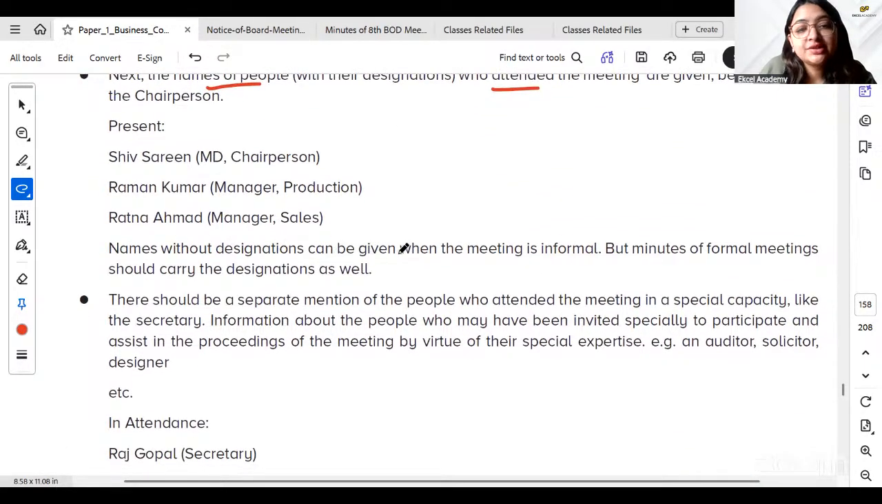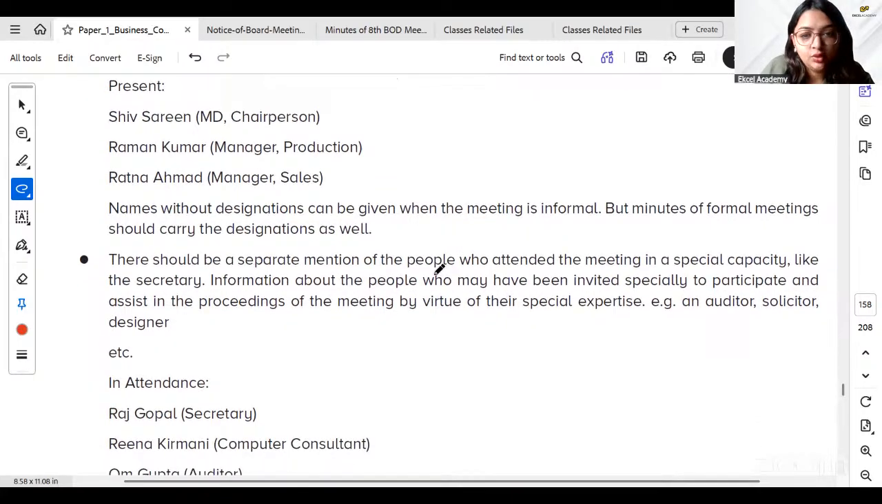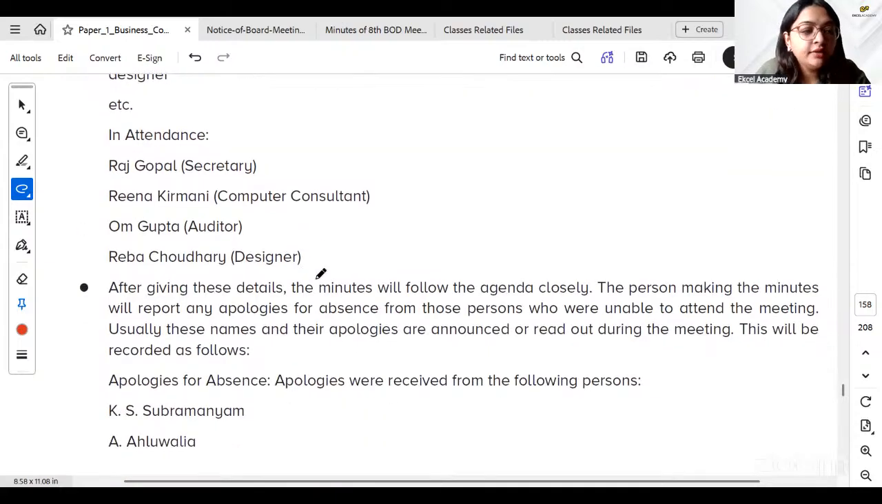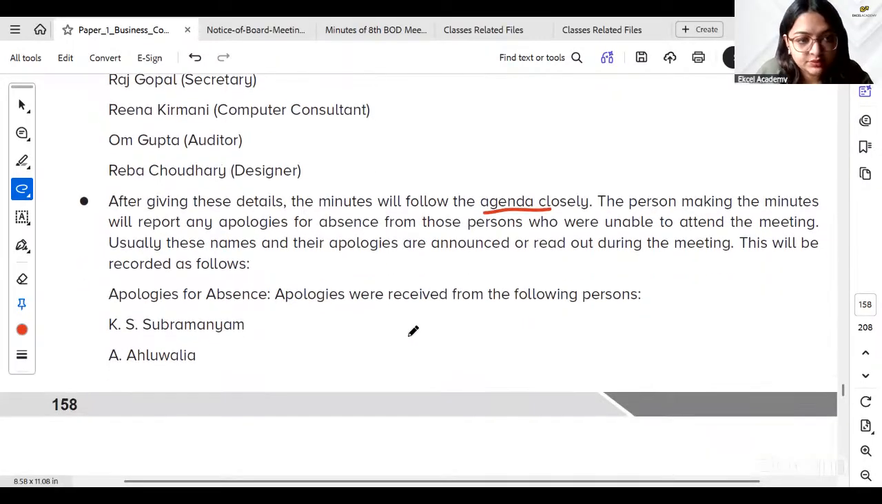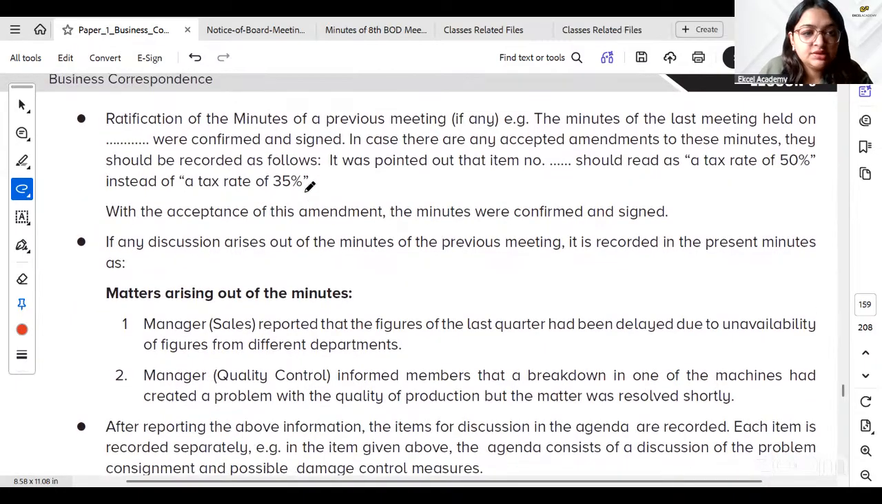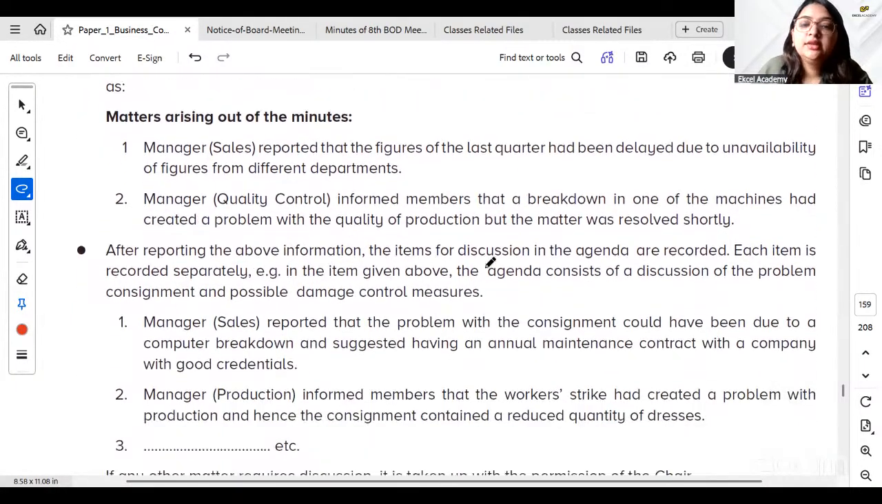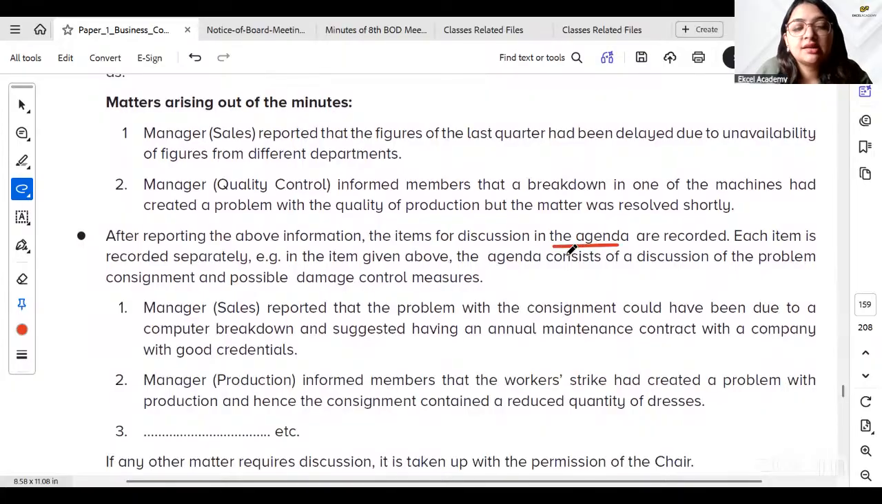Names without designations can be given when the meeting is informal, but a formal meeting should have your designation. People who attended the meeting in a special capacity. Then you have your sequence. It will follow the agenda closely, right? Firstly, apologies for absence, who did not attend. You can read them out as well. Ratification of previous meeting minutes and any discussion, then you can write those down as well. Then the discussion for the agenda, that is every single agenda item that you had added in your notice, you will discuss it here, right?